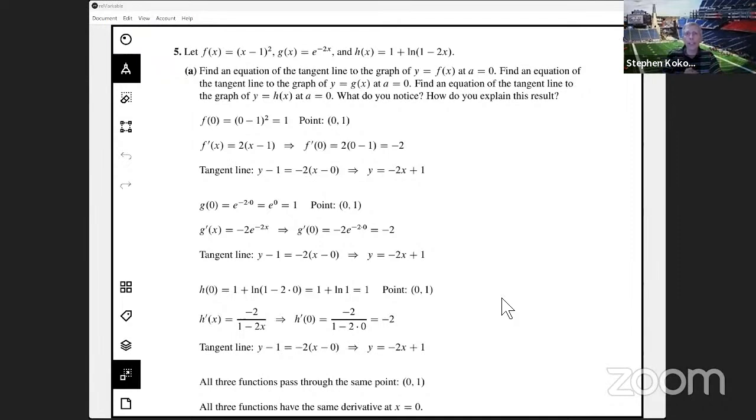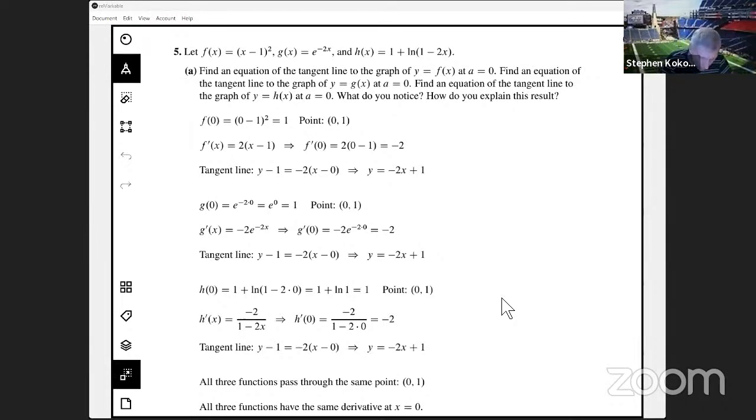So I won't read through all of this with you, but what I'd like to do is to find an equation of the tangent line to each of these graphs at the point where x is equal to 0. So naively, just thinking about this, I'm going to come up with 3 different equations. But let's see what happens here.